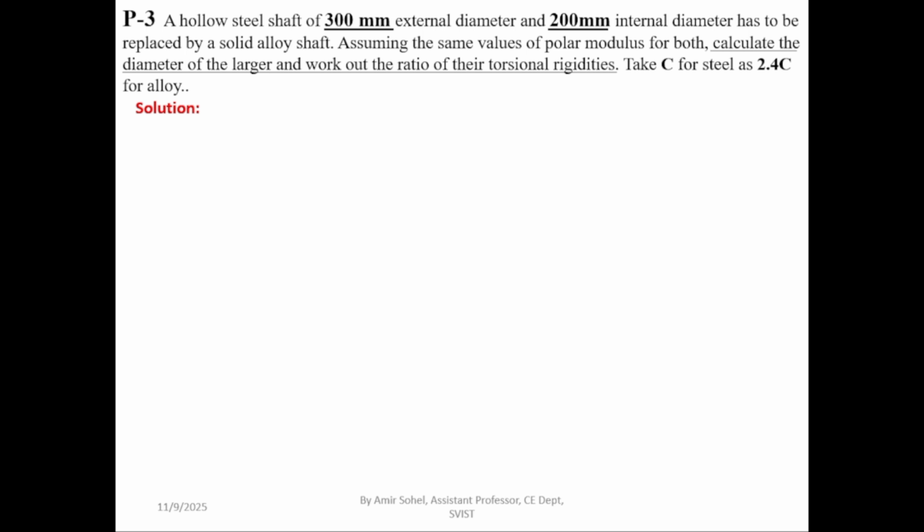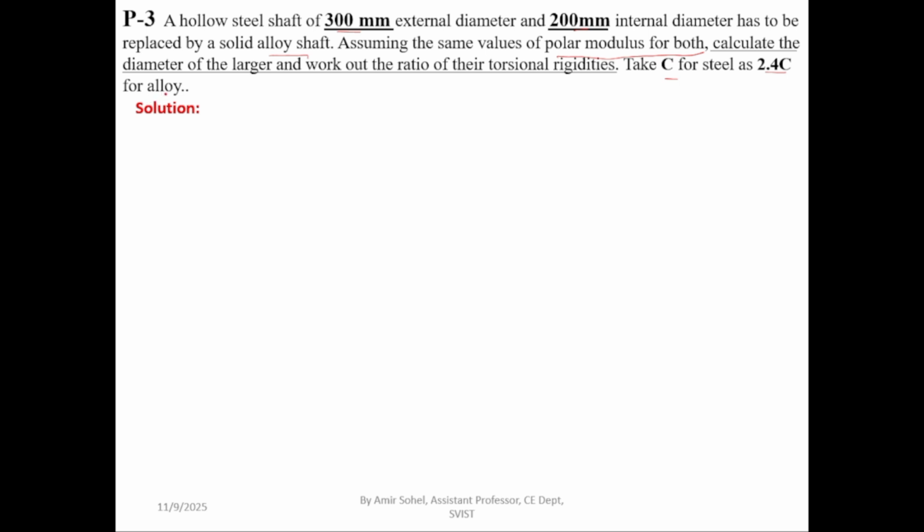This is the problem. A hollow steel shaft of 300 mm external diameter and 200 mm internal diameter has to be replaced by a solid alloy shaft. Assuming the same values of polar modulus for both, calculate the diameter of the solid shaft and work out the ratio of their torsional rigidities. Take C for steel as 2.4, C for alloy.